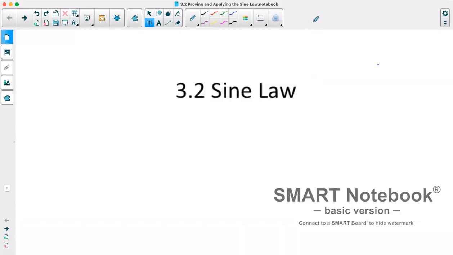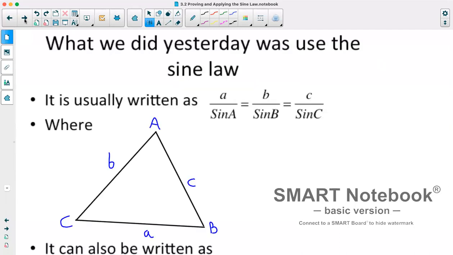Hi, today we are looking at section 3.2, which is the sine law. What we essentially did with those last sets of notes was figure out our side angle relationships, which gives us our sine law. So our whole law is a over sine A equals b over sine B equals c over sine C, where our corresponding letters are opposite each other.